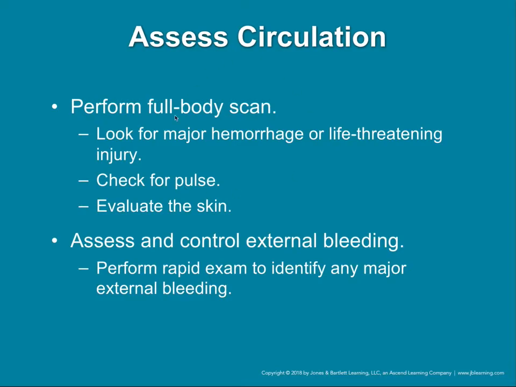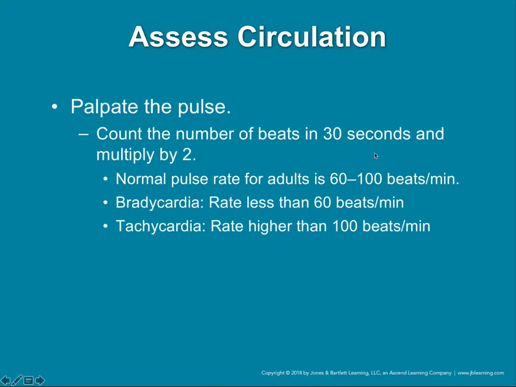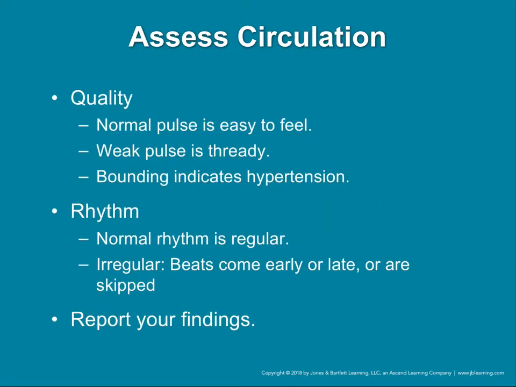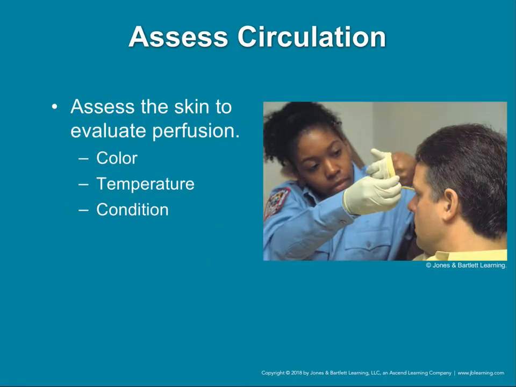Okay, and another part of assessing the circulation is going to be assessing the skin color, condition, and temperature. For the pulse, we want to know the rate, rhythm, and quality. Palpate the pulse, get the rate, rhythm, quality. You want to know if it's fast or slow, if we have good quality, good rhythm, if the rhythm's regular, irregular, and so on and so forth. And then color, condition, temperature of the skin.